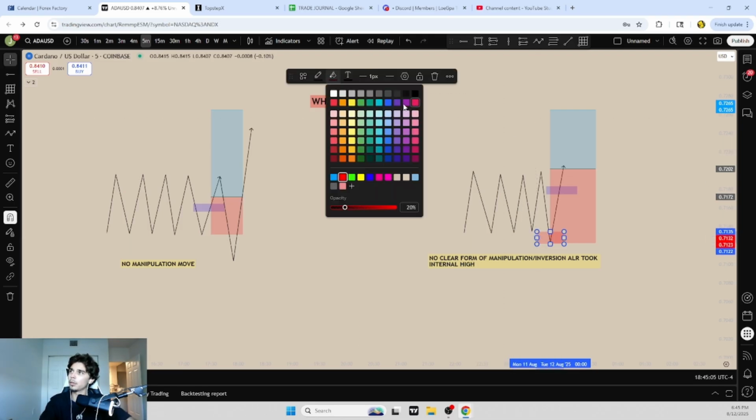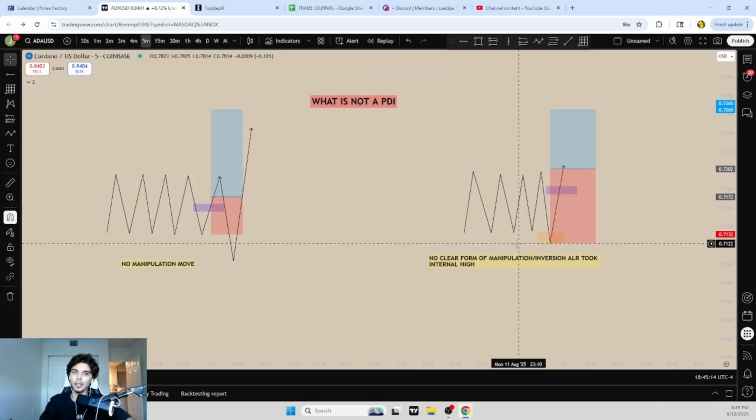Let's mark it in purple just so you can see. Marking orange. Okay, can you guys see this? You guys see this orange right here? Okay, we get a manipulation move, right? We sweep out all this accumulation zone lows, right?